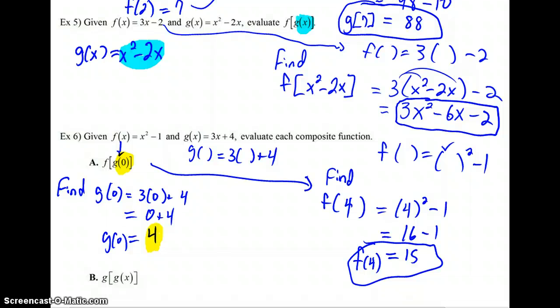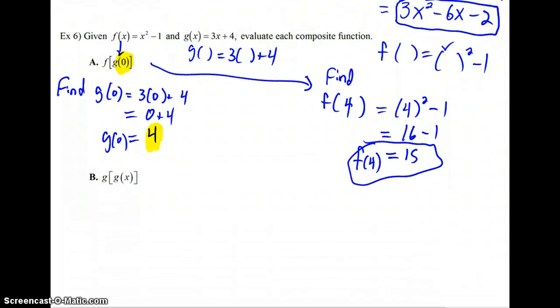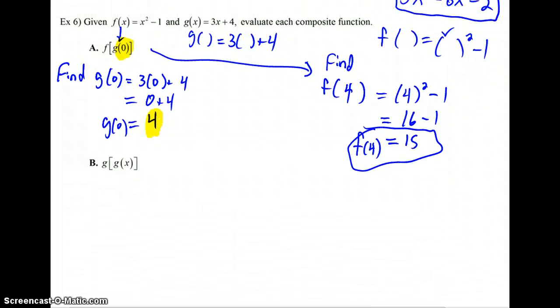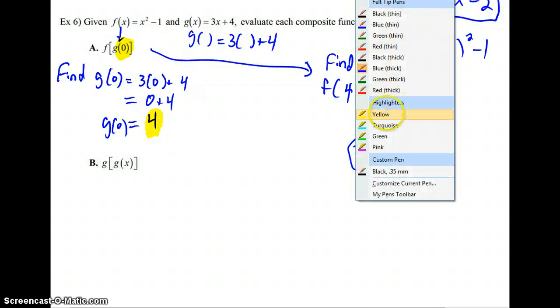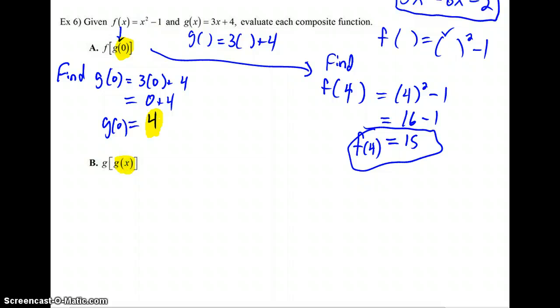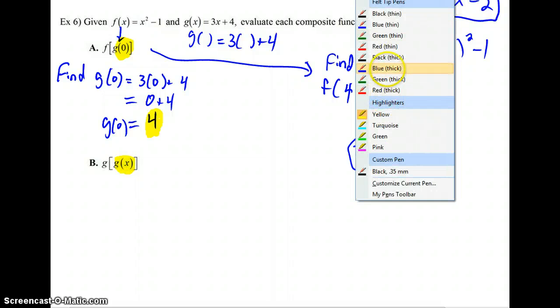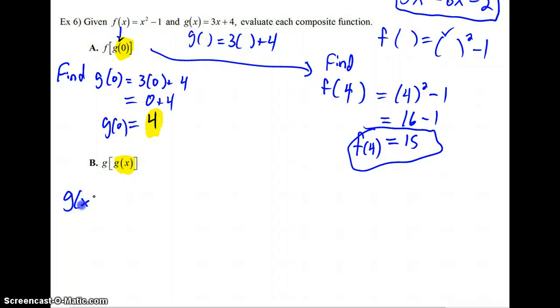One last one real quickly. Take a look at 6b. 6b might be a little surprising. Sometimes kids ask, well, is this a typo? You know, I see a G and a G. Yes, it's actually written correctly. It's not a typo. A g of g of x is quite possible. This 3x plus 4 is really what g of x is. So we have to find g of 3x plus 4.